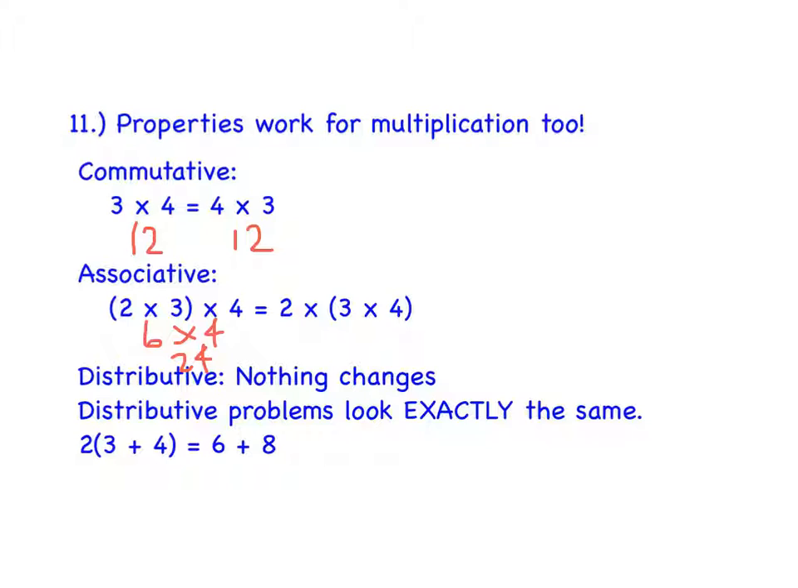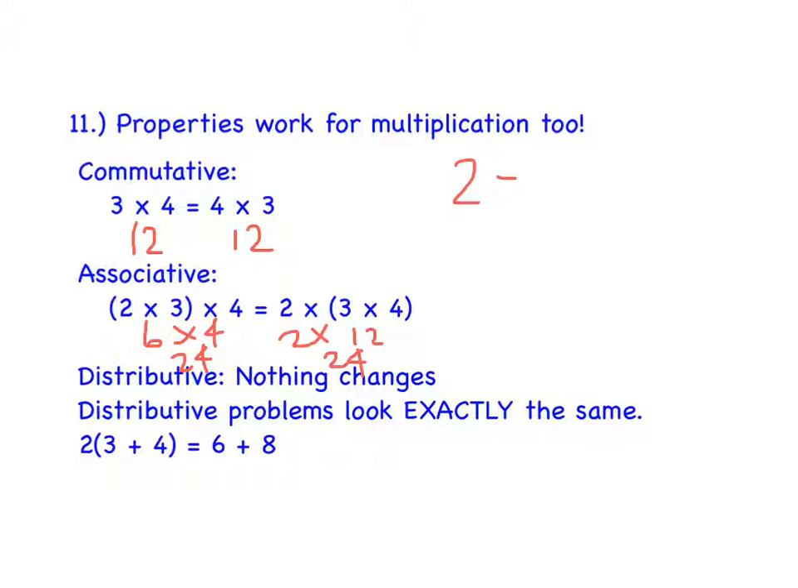3 times 4 is 12, and 2 times 12 is 24. With the distributive property, nothing changes because the distributive property uses both addition and multiplication, so the problems will look exactly the same. Now, these problems don't work for subtraction, but remember, like we saw in the video, as long as we take the sign with us, we can make the commutative property work for us.